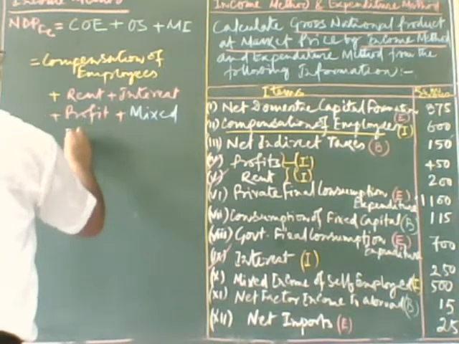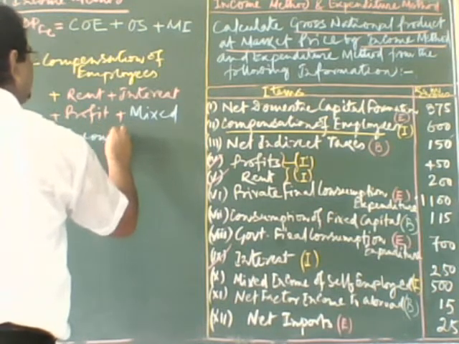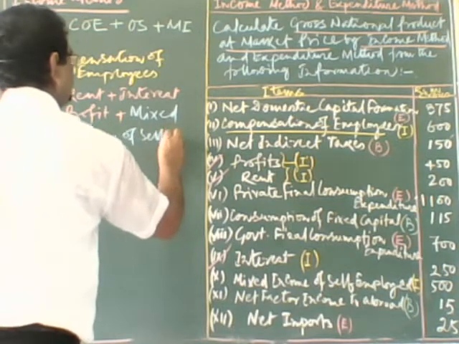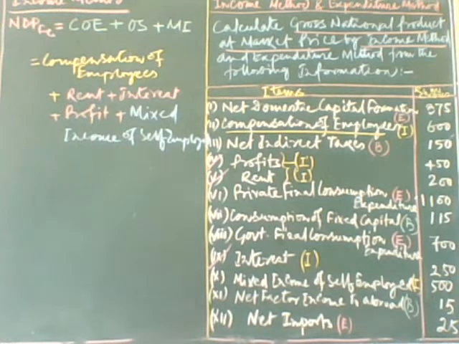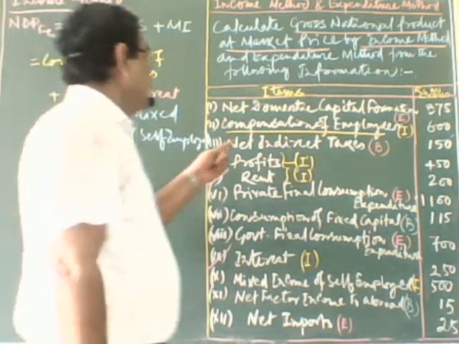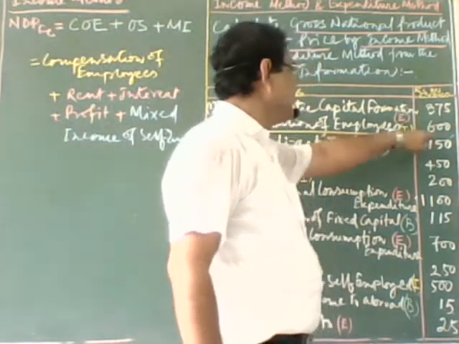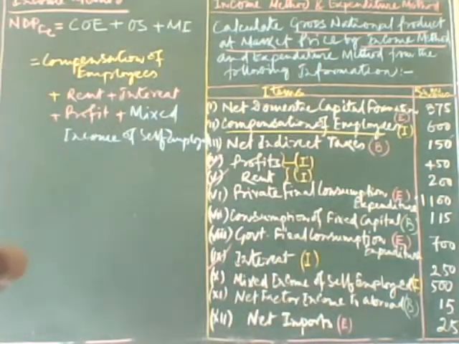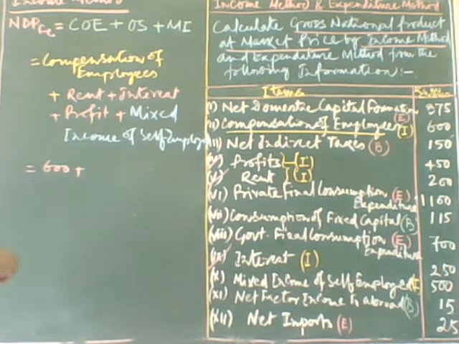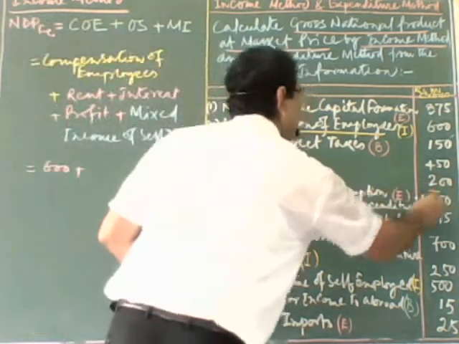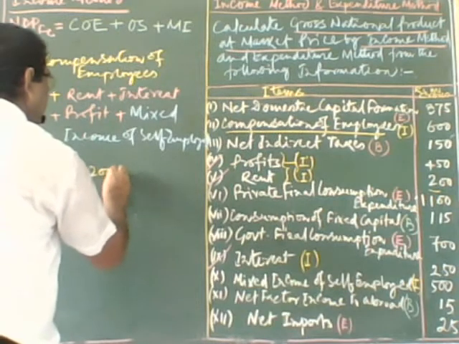Mixed income of self-employed. Now you have to put the value one by one. The value of the compensation of employees is 600. You have to put the value 600 is equal to 600 plus value of rent. That value is 200. You have to put the value 200.